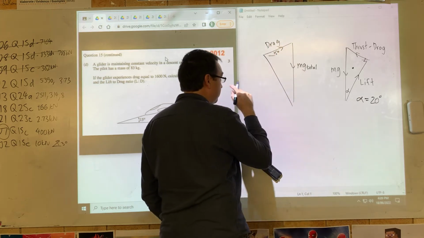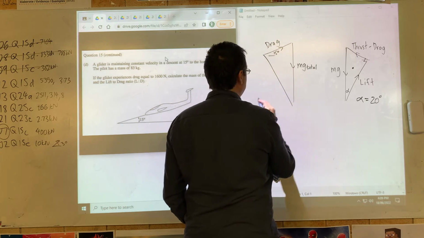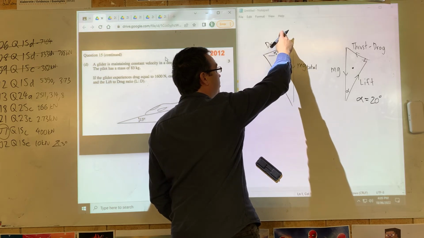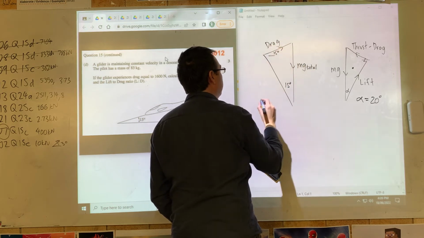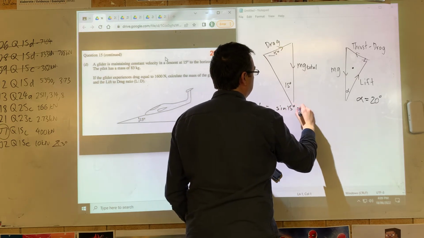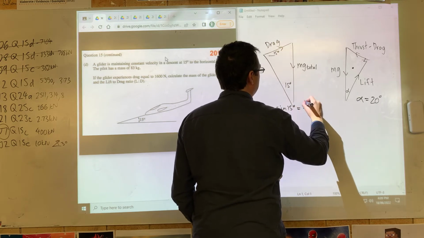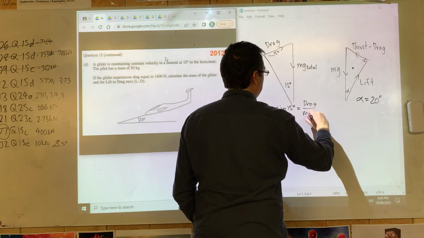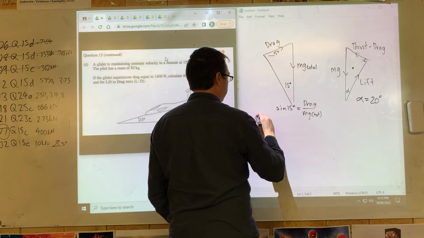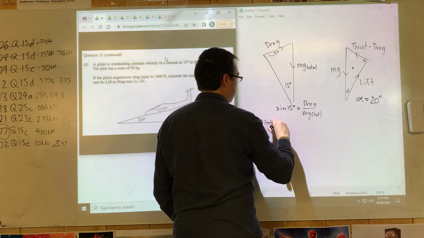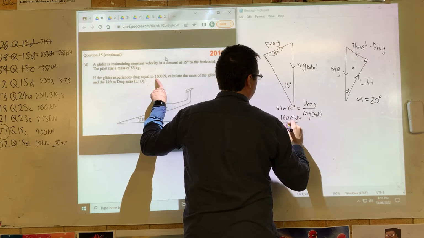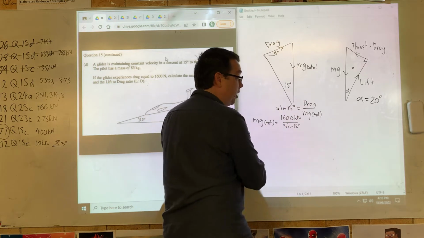So what we'll start off by doing is we'll find mg total. So if we want to find the hypotenuse, we have the opposite. So we say sine 15 degrees equals opposite, which is drag, over mg total. So we can rewrite that by saying, so the mg total equals the drag, which we said was 16 kilonewtons, divided by sine 15.